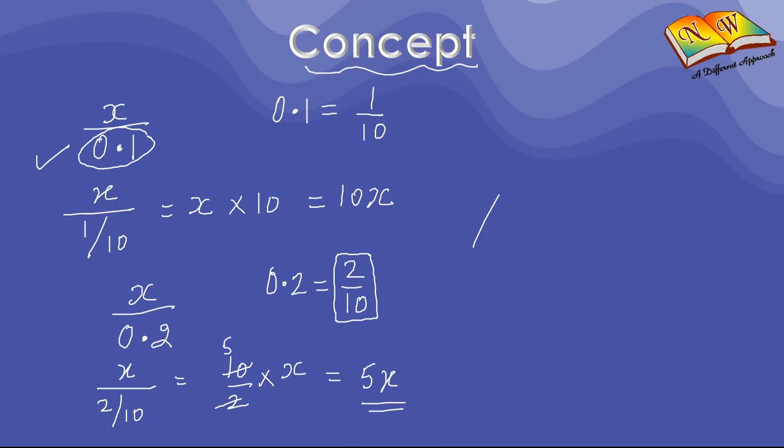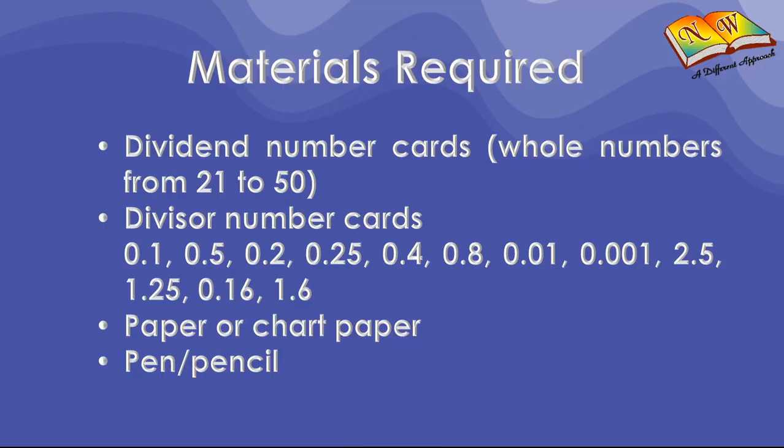The divisors which we have taken in this activity will range from 0.1 to 5, and we will have a few slightly typical divisors also. Let's see what is the material required to perform this activity. We require some number cards which we call the dividend number cards, and we will be writing whole numbers from 21 to 50 on the number cards.